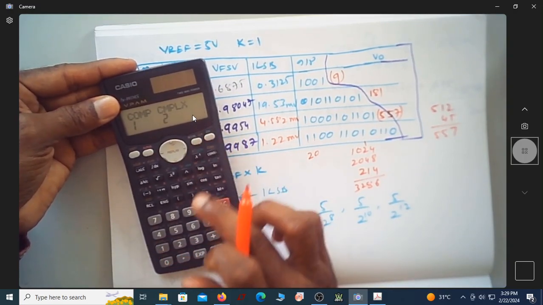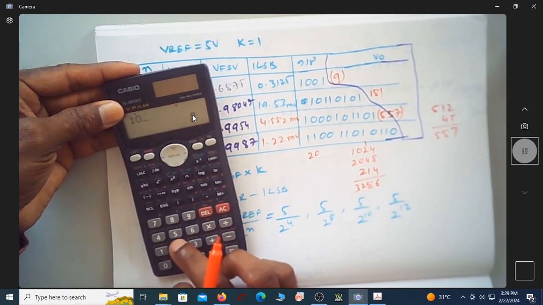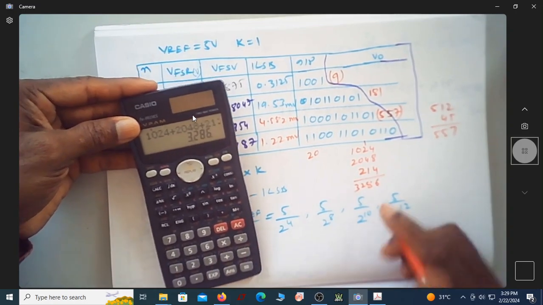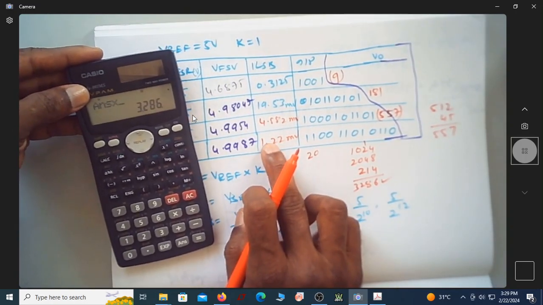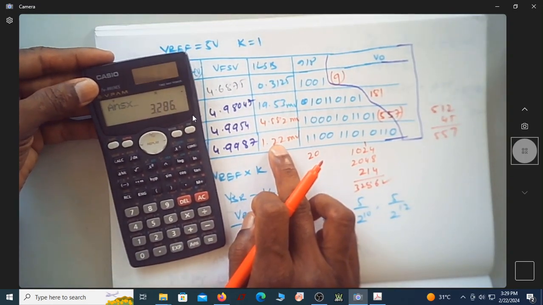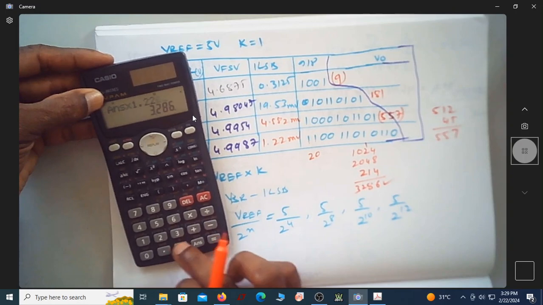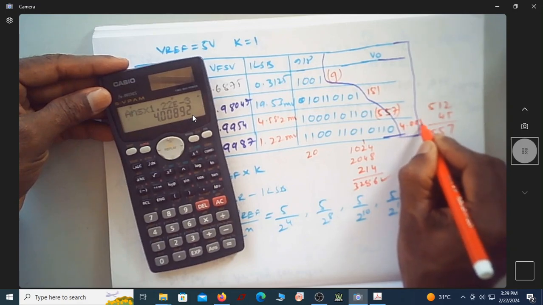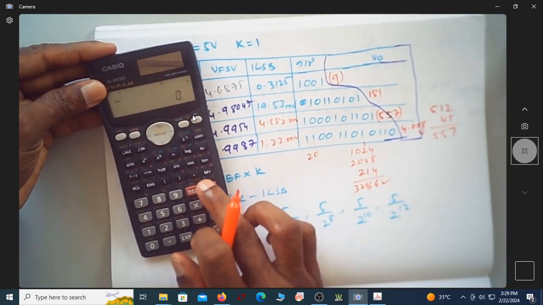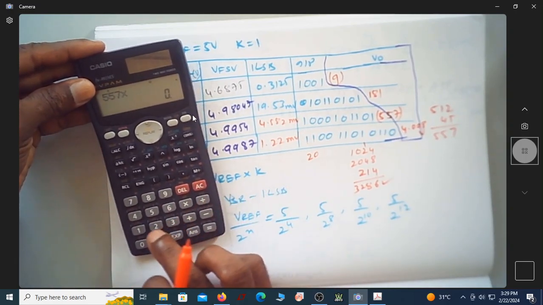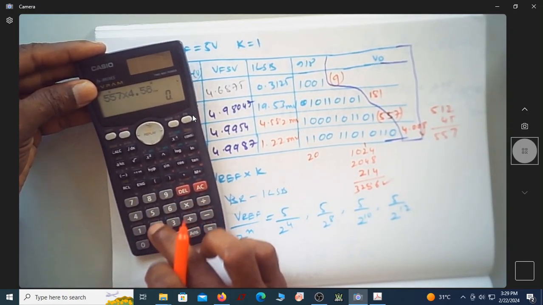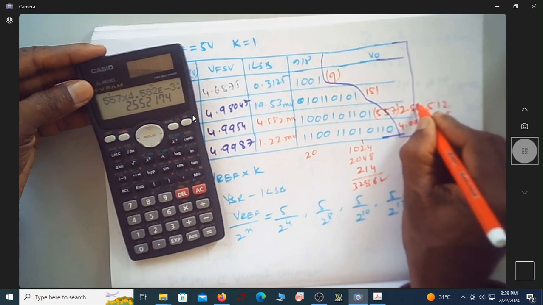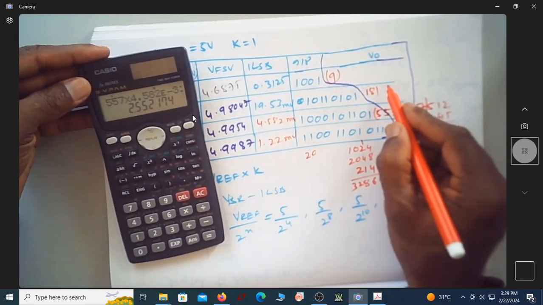So now it is 1024 plus 2048 plus 214, this number multiplied by 1 LSB. Each LSB corresponds to 1.22 millivolt, that is 1.22 exponential minus 3. So this voltage will be 4.008 volts. Corresponding to this, it is 557 multiplied by 4.582 exponential minus 3. It is 2.552 volt. This is the voltage corresponding to this.